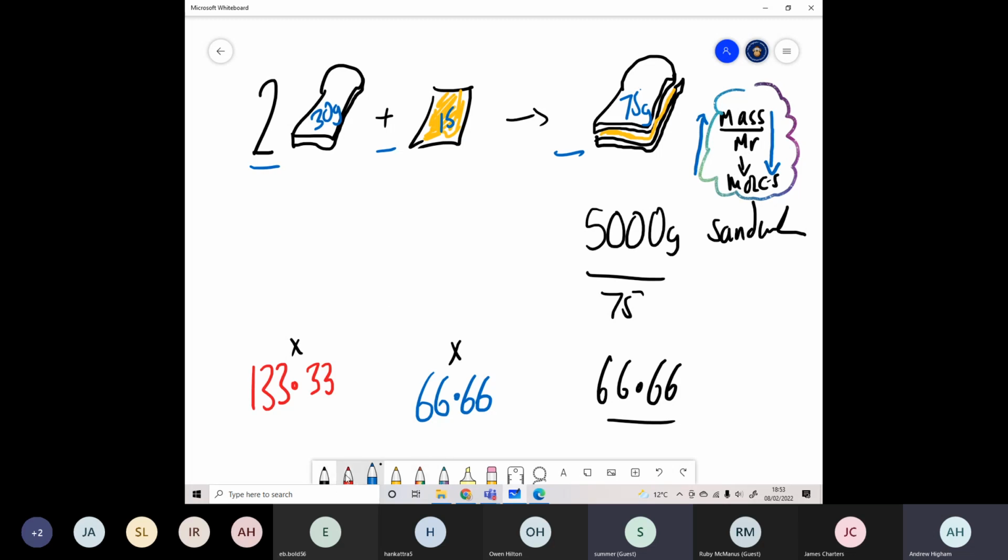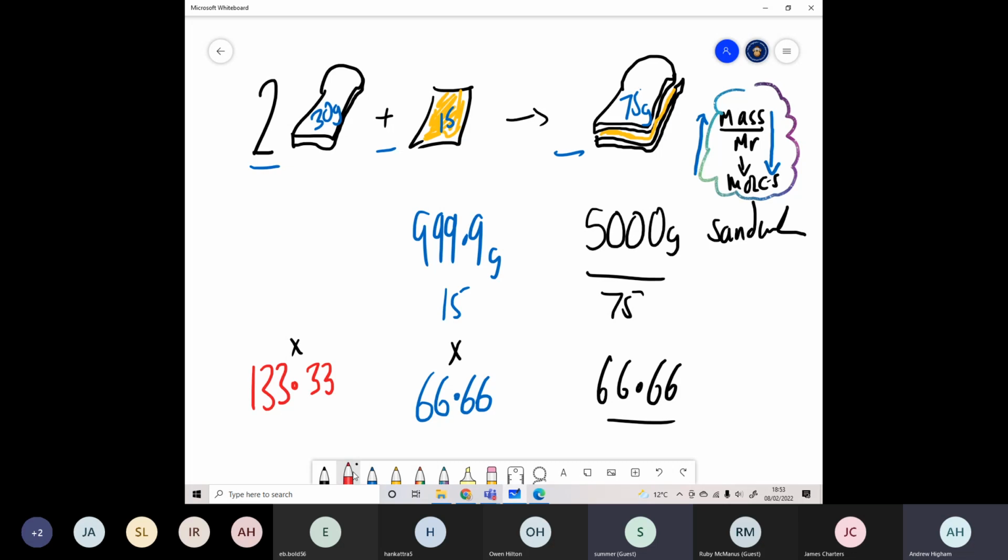So what is the mass of each piece of cheese? Well, for this one, it's 15, isn't it? So 66.66 times 15. I'm having to do this on my phone because it'll let me calculate it. That would give us 999.9 grams. Which looks interesting. Yeah, this should work out.